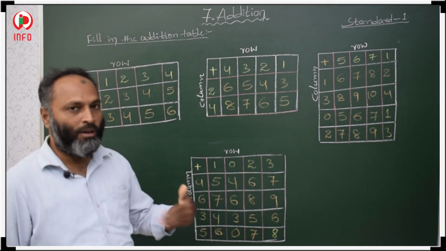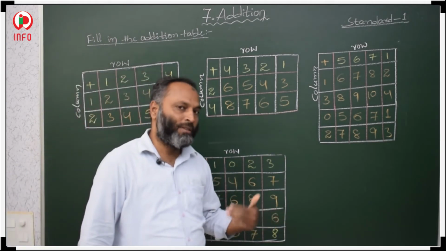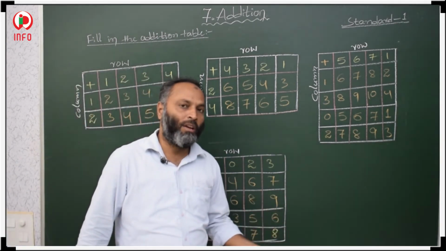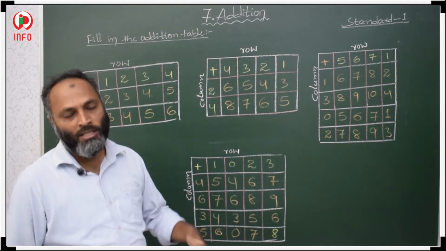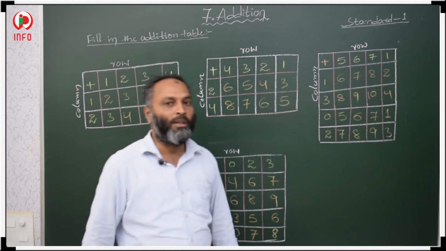If 5 is there, then after that we have to count 5 numbers in serial. That number we have to write. So, we have to count forward and write that number. Okay.